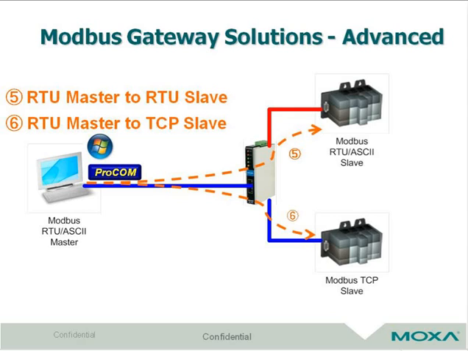If the Modbus RTU master is Windows based, it can install our PROCOM driver to let the Modbus RTU packets be sent out on the Ethernet. It provides two more solutions. Solution 5 is a RTU master connects to a Modbus RTU slave through PROCOM on Ethernet. Solution 6 is the RTU master communicates to a TCP slave on Ethernet directly.